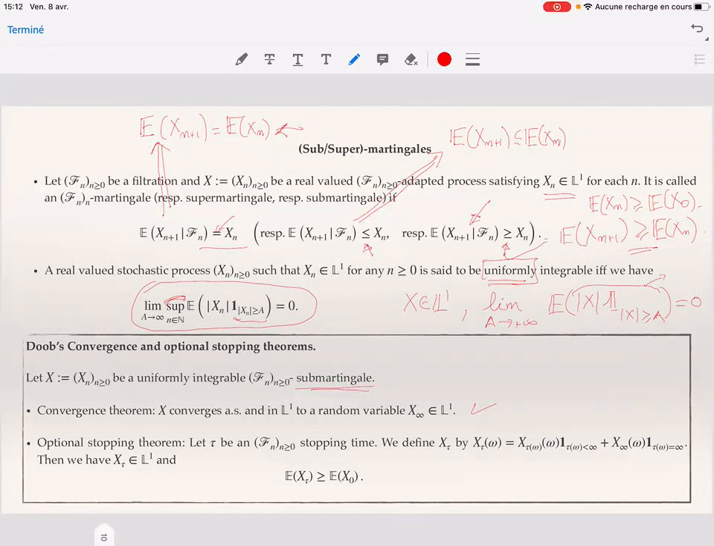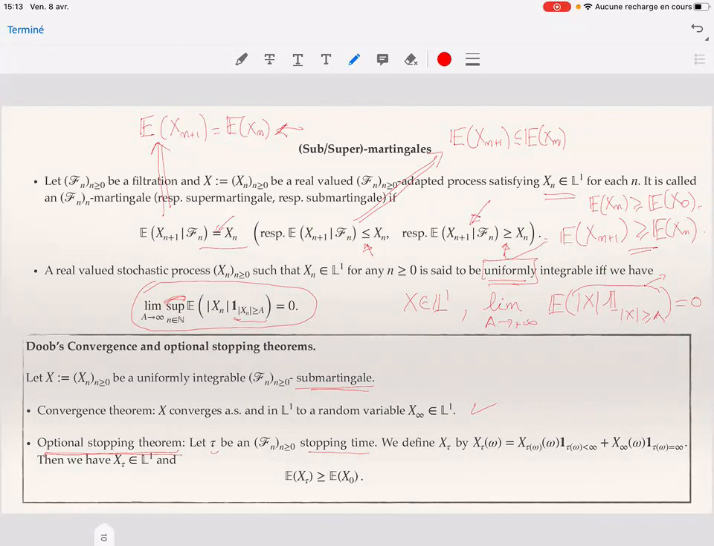Now you can ask, is this property true if n is now random, a random time? In principle, it is not true if you just ask n to be a random time. But if you assume that n is a stopping time, then this becomes true even if you replace n by the stopping time tau. It is called the optional stopping theorem, which has many applications. You take tau, a stopping time with respect to the filtration that you have in the definition of martingales or submartingales.